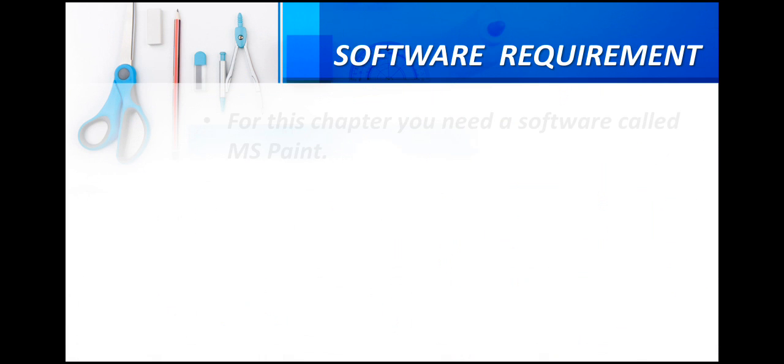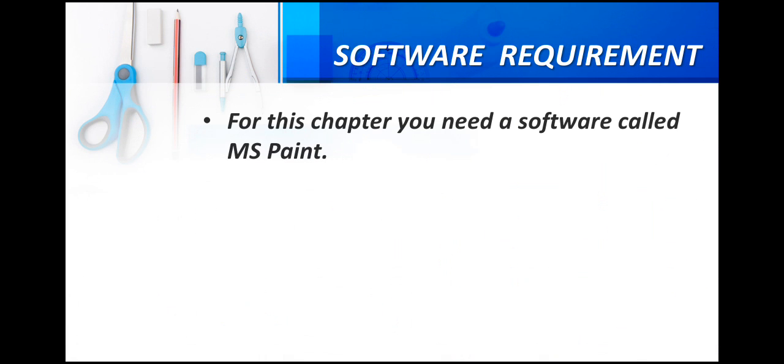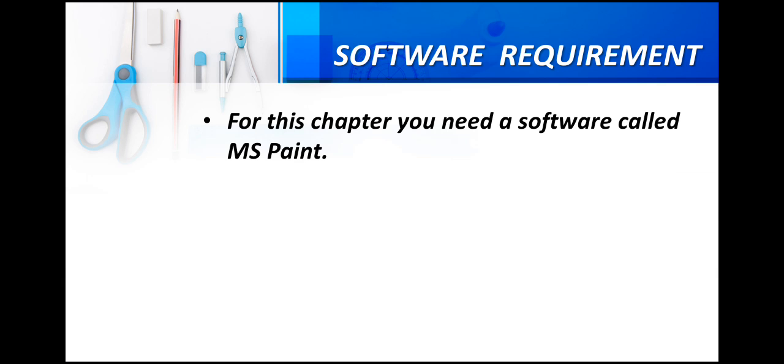Software requirement. Before starting this chapter, make sure that this software is installed on your computer. MS Paint is already built-in software, and you can get it with the Windows operating system. When you install Windows, this is already built-in software for you. So check the list of programs, and you will find MS Paint in your list.